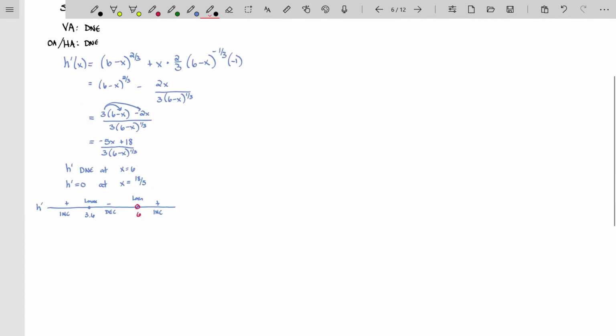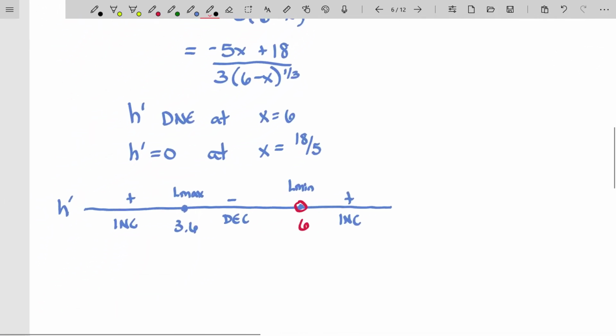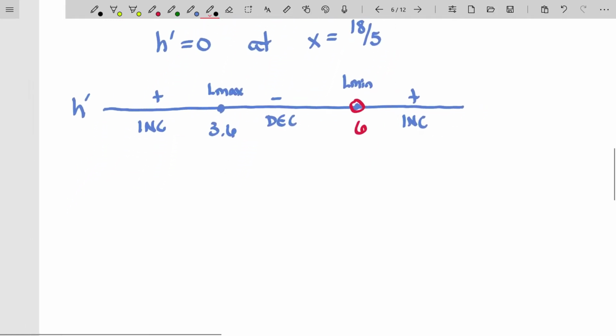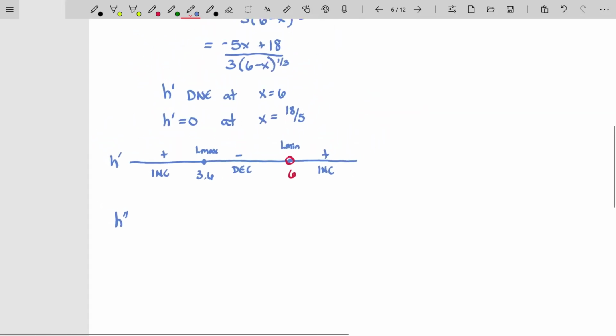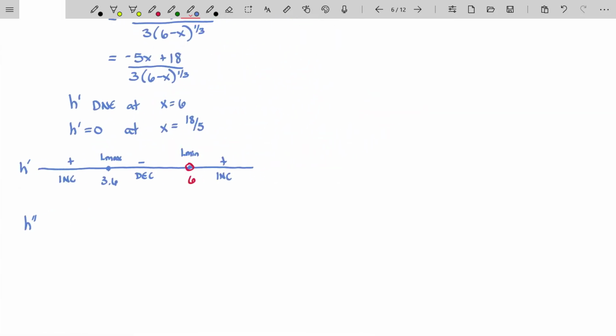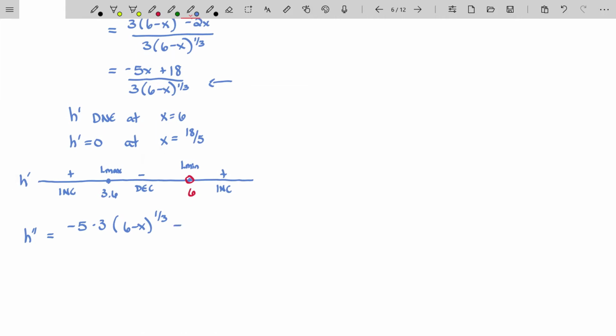All right. That's the first derivative. Anything else I need to mention there? No. Let's take the second derivative. So second derivative, let's look at our first derivative. This is going to be a quotient rule on that first derivative. Derivative of the numerator is -5 times the denominator. And let's get that done. Minus the numerator, -5x plus 18, times the derivative of that denominator.